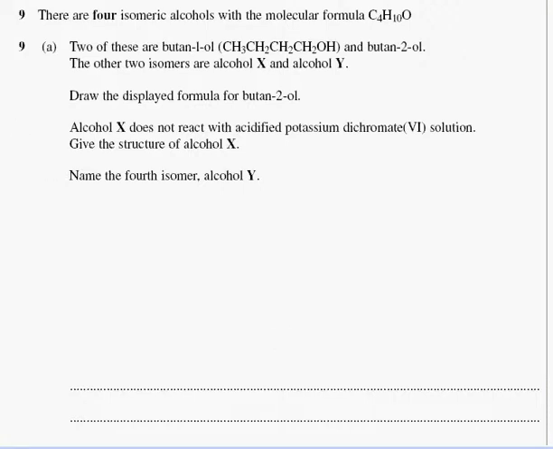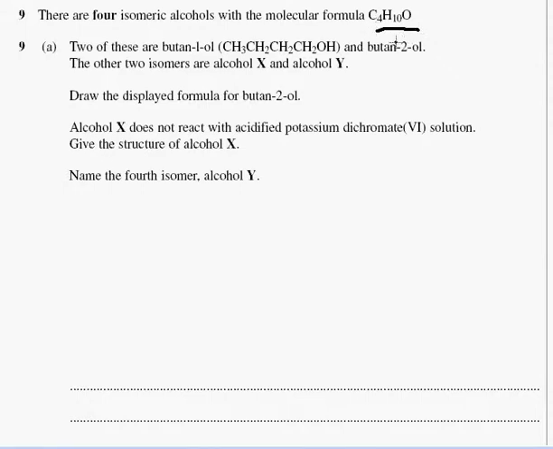Right. I have an unusual way of answering this question. It's not the best way of answering in terms of efficiency, but it's nice just to see where our brains work. Okay. It says there are 4 isomeric alcohols with the molecular formula C4H9OH.